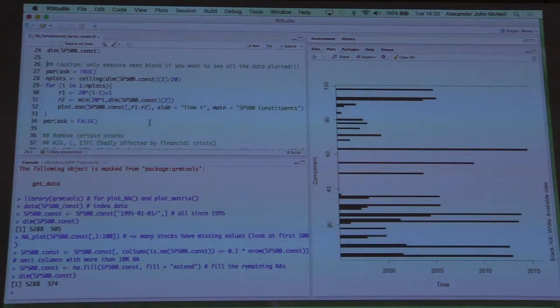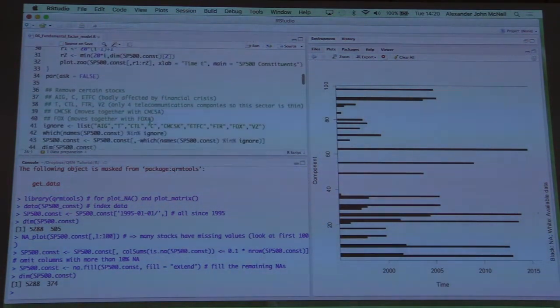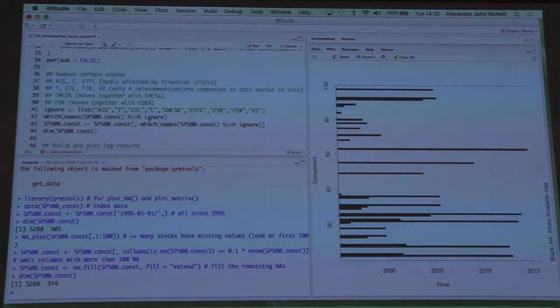I won't draw all the plots. If you want to see 374 time series, you can cycle through this block here, and then you will see 20 by 20, you'll see 374 time series for the Standard & Poor's. I won't do that, and I will throw out a few other things. So I'm going to remove certain stocks. The ones which essentially collapsed, but which appear to be still there in the data set, like AIG, I'll throw them out because they essentially go to 0.